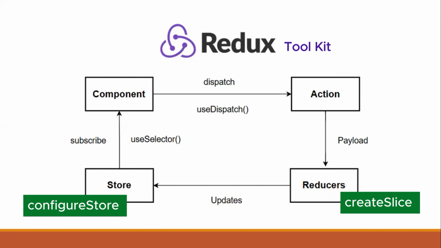And finally, we have the configureStore method, which is a function to create the Redux store. The store basically uses the reducers from our createSlice. We can have multiple slices and multiple reducers with it. And this configureStore basically creates the store, and it is often used with middleware like Redux Thunk to handle asynchronous operations.